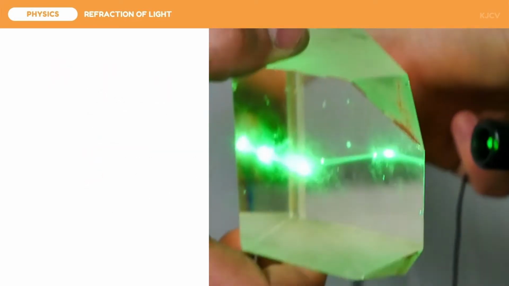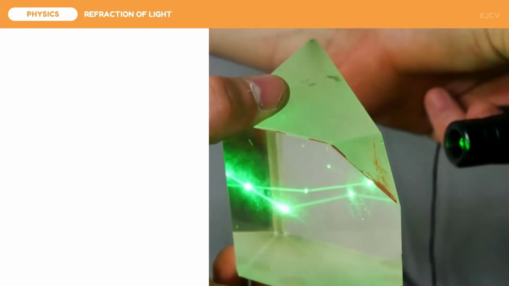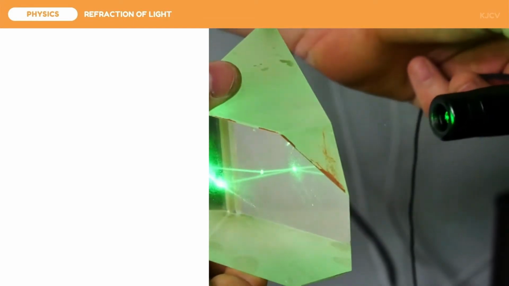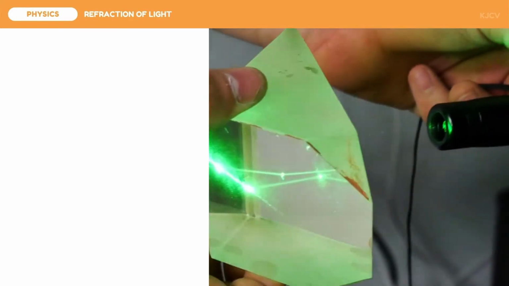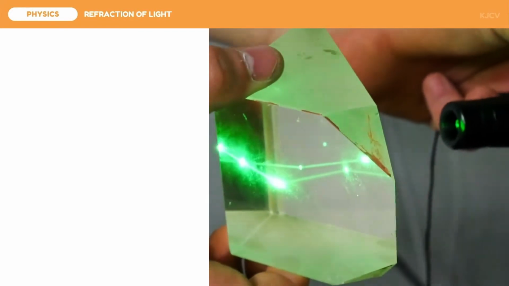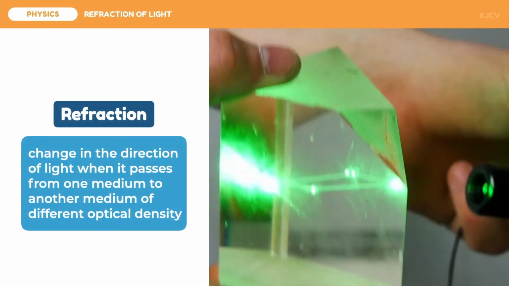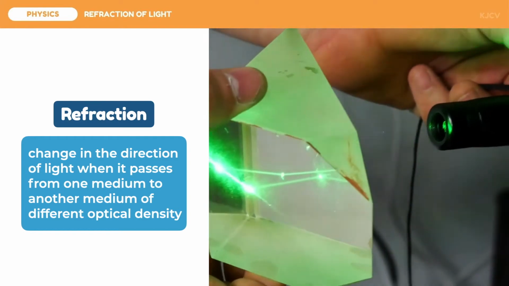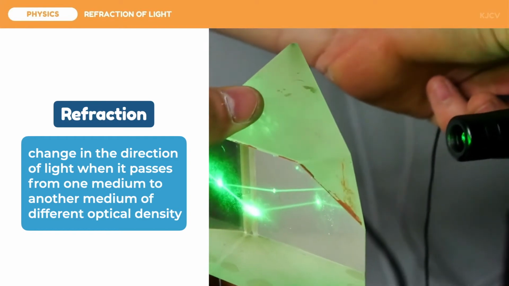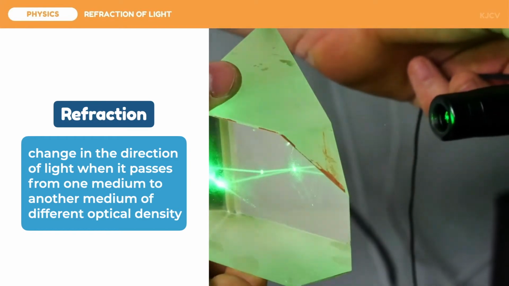In this situation, a light source emits a ray of green light into a prism. As the green light enters the material, it appears to be broken or bent. This phenomenon tells us that the light is refracted. Refraction happens when the direction of light changes as it passes from one medium to another medium of different optical density. Optical density is the measure of absorbance of light.